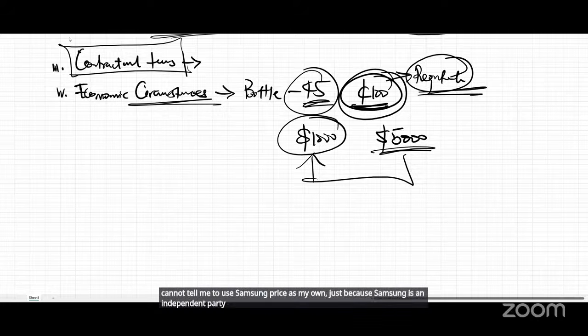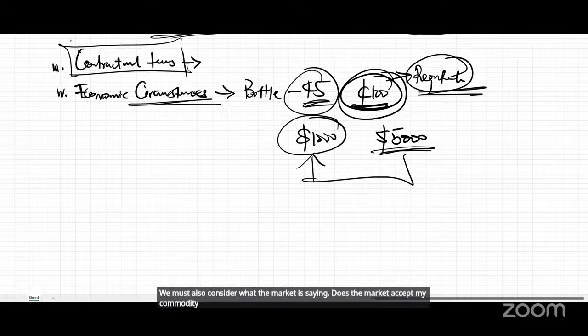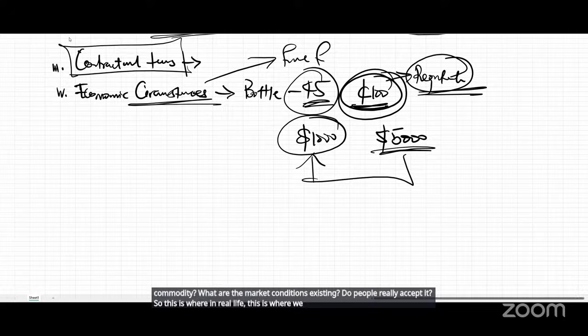We must also consider what the market is saying. Does the market accept my commodity? What are the market conditions existing? Do people really accept it? So this is where, in real life, we use what we call the 5 forces analysis, right?